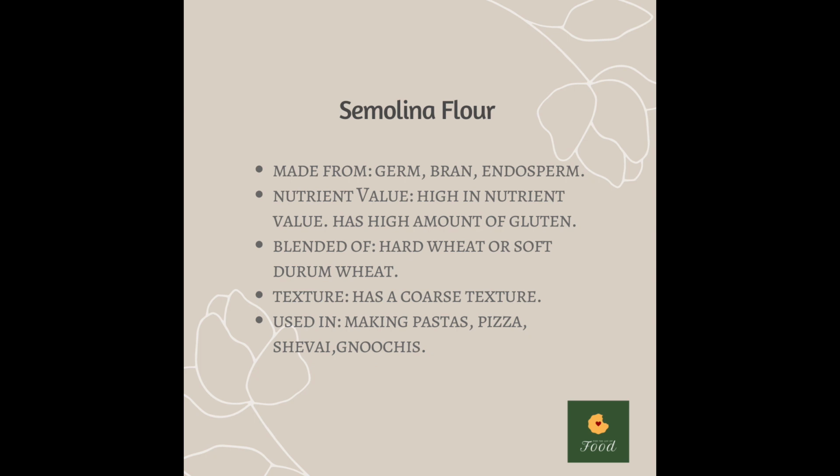Moving ahead, the next type is semolina flour. Semolina flour is also called rava in Hindi or Marathi. Semolina is usually made by keeping the germ, bran and endosperm, so obviously it is high in nutrients, and it is made from either hard wheat or soft durum wheat, and it has a coarse texture. It is very coarse, with small granules in it, and it is usually used for making pastas, pizzas, shevai or gnocchi. It is highly used to make these things.